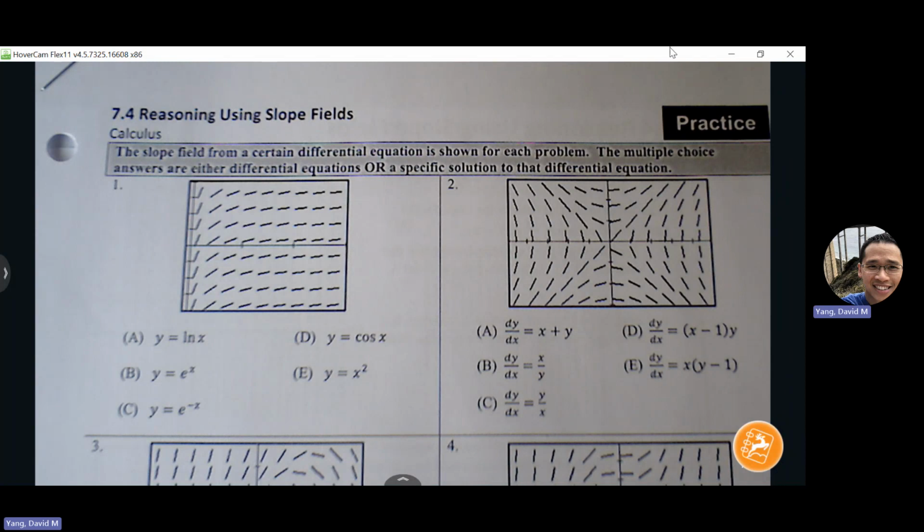Okay, let's run through a couple of slope field examples. I found some things for us to practice. So why don't we do a couple of slope field multiple choice examples, and then we can move on to other topics.